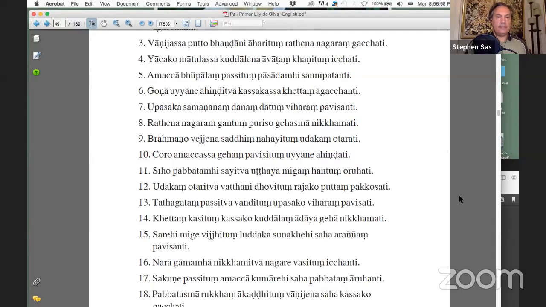All right, so ahinditva, having wandered, and through the uyane, sorry, it's a park. Which case will it be? Actually, is it locative? Yes, I think so. Yes. Okay, locative. And then kasa ketang agachanti. So agachanti is the third person plural verb.